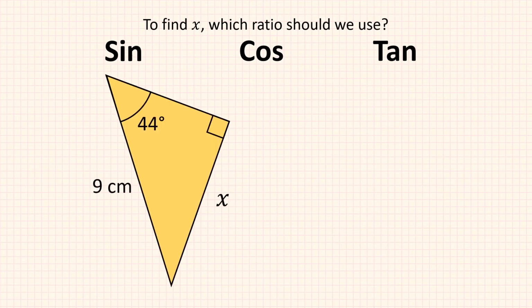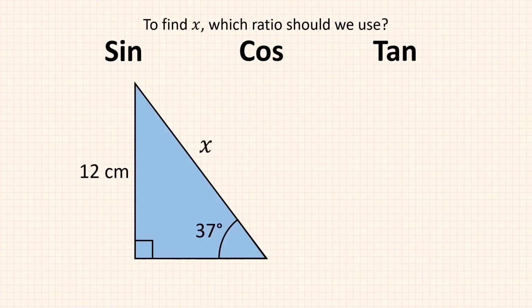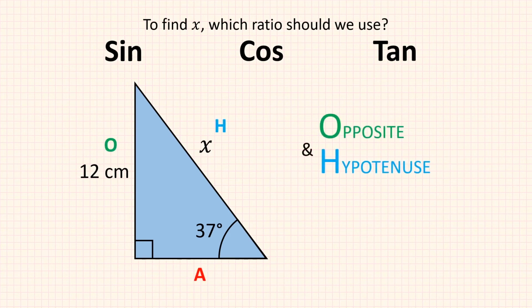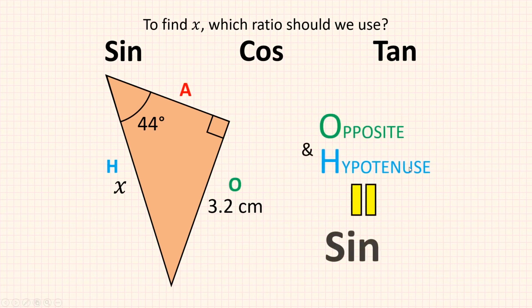Okay, pause the video. Here's your next one. Which one are we going to use? Sine, cosine, tangent. Okay, and we have our opposite and hypotenuse, so we're going to use sine. Next one. Here it is labeled. Opposite and hypotenuse, so we're going to use sine again. Here's another one. Right, opposite and hypotenuse, so we're going to use sine.